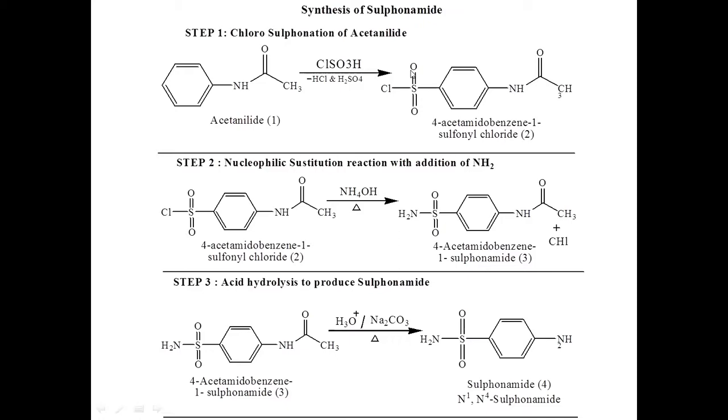The first step of synthesis of sulfonamide involves chlorosulfonation of acetanilide to form 4-acetamido benzene 1-sulfonyl chloride, as represented here, with the removal of HCl and H2SO4.